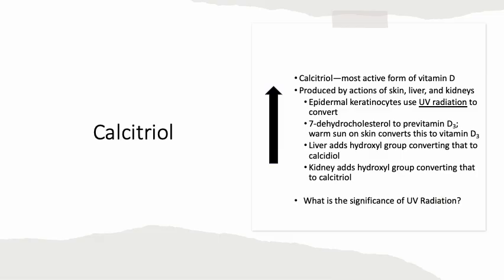So calcitriol is an active form of vitamin D, and it's produced in the liver, skin, and kidneys. It is actually produced when you have exposure to UV radiation. So if you want to increase your vitamin D, go out in the sunlight. It's going to get these cells to convert into calcitriol. Calcitriol is something that increases calcium. So sunlight will increase calcitriol, increasing calcium levels in your body.